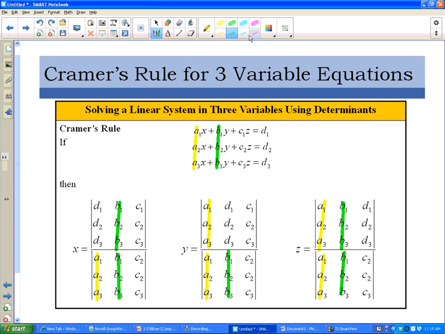My C's are in the third column on every one of them except for when I'm solving for z. And then my D's, oh, I forgot to highlight that. My D's fill in what's left. When I'm solving for x, the D column's in the first column. When I'm solving for y, it's in the middle column. When I'm solving for z, it's in the third column.